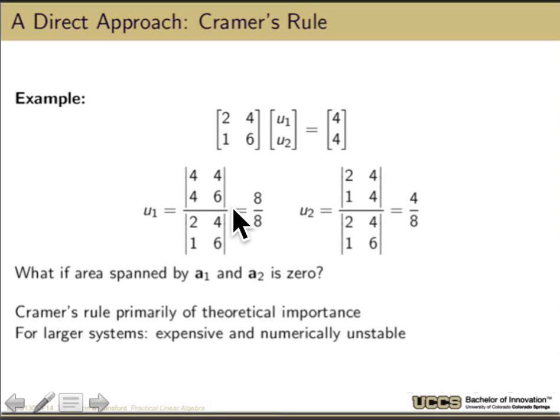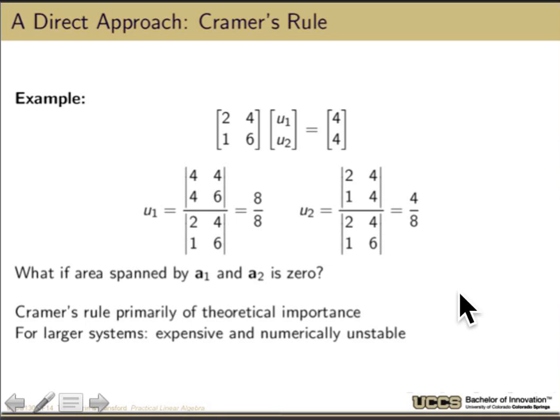What happens if the tops are 0? That's not a problem. If the determinant of B and A2 is 0, then this will just be 0 on top. But if the determinant of the matrix on the bottom is 0, then we'll have something divided by 0, which is not a valid number, and we have to say this one is inconsistent. So it turns out that Cramer's rule is nice theoretically, and you can sometimes use it, but for larger systems it's very expensive and numerically unstable, so it will cause us problems computationally.